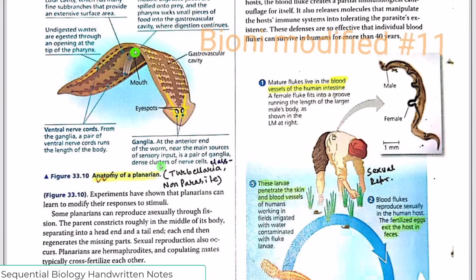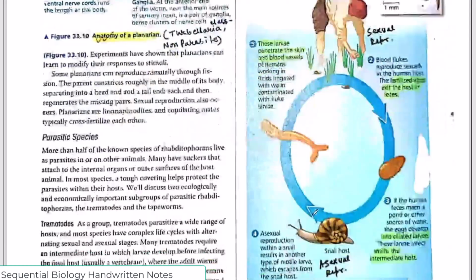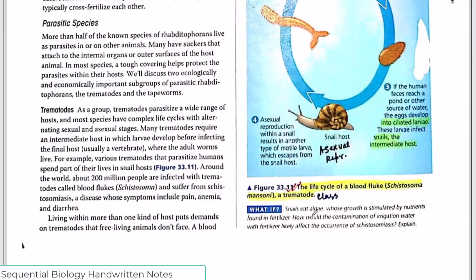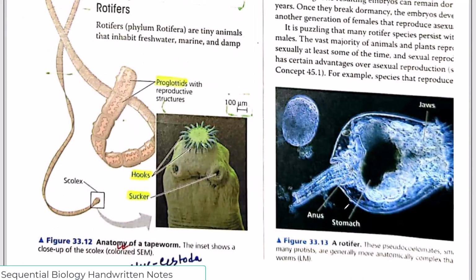Platyhelminthes are also called flatworms. You can see the flat body of this phylum. Another important example is the blood fluke, Schistosoma, which is included under class Trematoda. Another representative is the tapeworm, also called Taenia solium, which is included under class Cestoda.